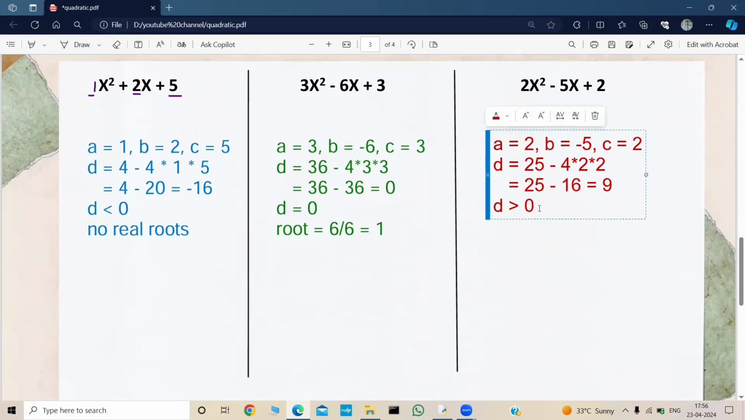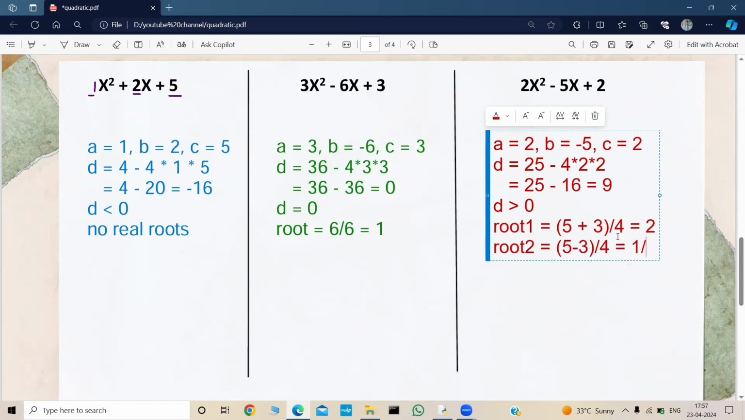So we can compute the roots in this way also. Okay, now let's find them. So root 1 is equal to -b, nothing but 5, plus square root of d. So what is my d? That was 9. Square root of 9 was 3, right? Whole by 2a, so 2 into 2, which is 4. 8 by 4 equal to 2, right? And root 2 is equal to -b, nothing but 5, minus square root of 9, that was 3, by 2a, 2 into 2, which is 4. So 2 by 4, which is equal to 1 by 2.